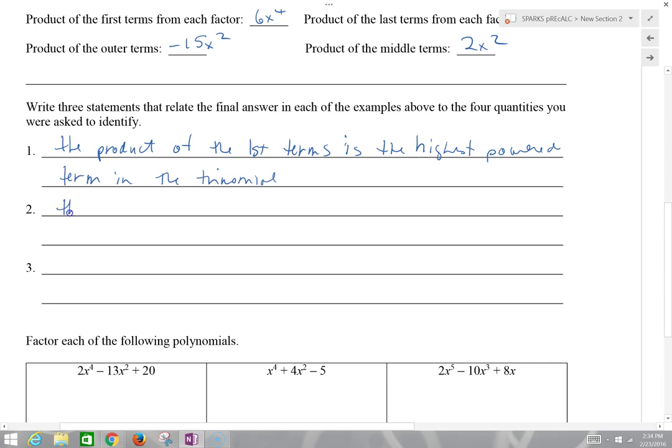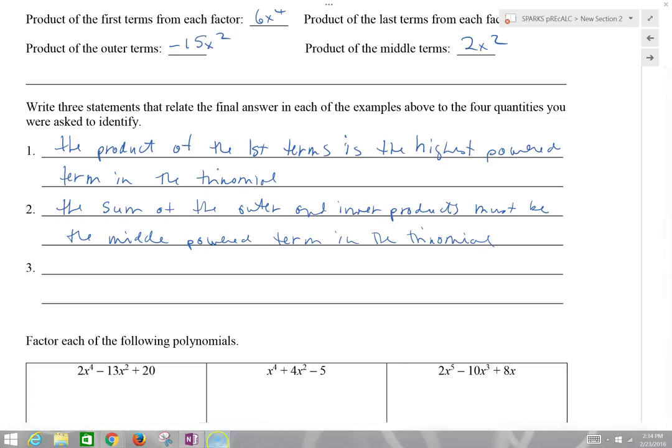Secondly, the sum of the outer and inner products must be the middle powered term in the trinomial.